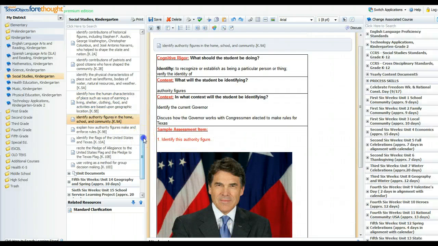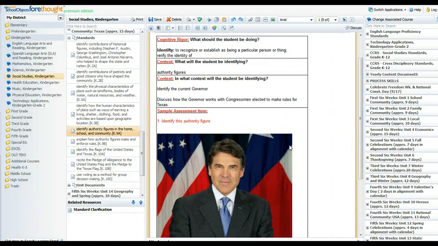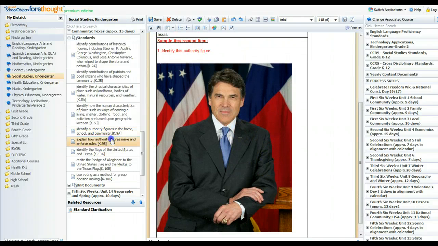We have them in the state community identifying an important man with our state and community, and that is the governor. So they should be able to look at a picture and know that this man is Rick Perry.